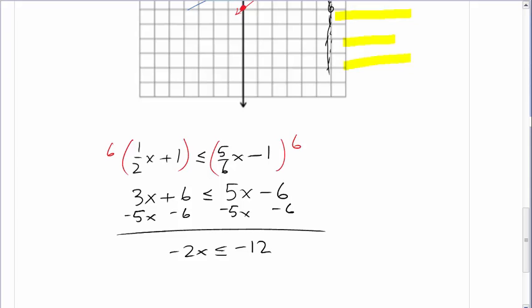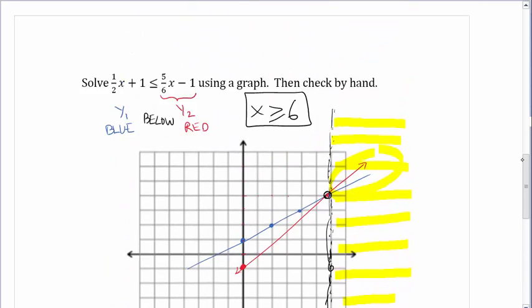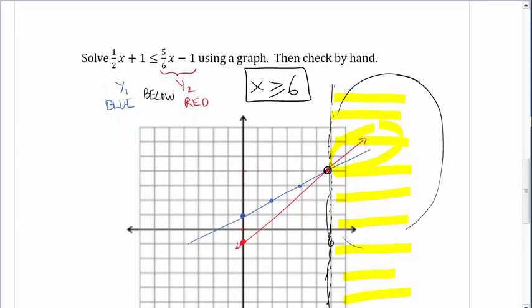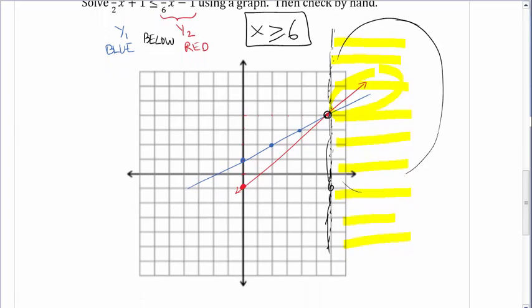And then I'm going to divide by negative 2. And when I divide by negative 2, because I'm dividing by a negative, this flips. And I get x is greater than or equal to 6. Notice that that x greater than or equal to 6 right there matches what I had on the graph over here. Either way, whether you use a graph or do it by hand, you get x is greater than or equal to 6.